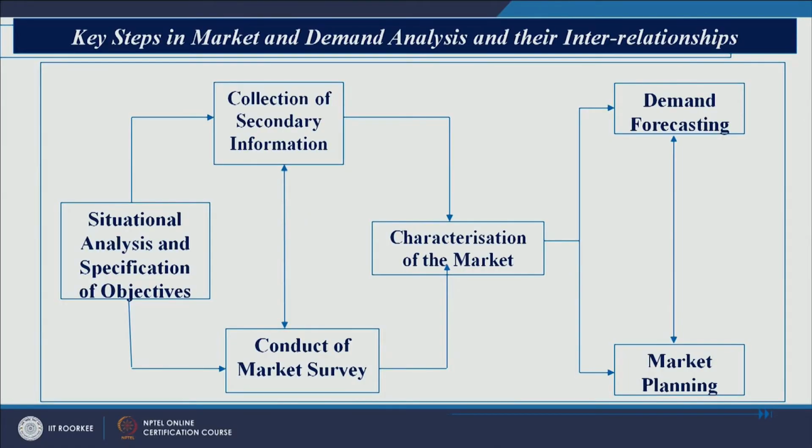First of all, there is something called situational analysis. Analyze the situation, then go for collection of secondary data. Once you are done with secondary data, go for market survey. This is known as the primary data collection method. Then look at the characteristics of the market, and then go for demand forecasting, right. And once you have forecasted demand of a particular project or product, you go for market planning. These are a couple of things which we would look at in detail in market and demand analysis.